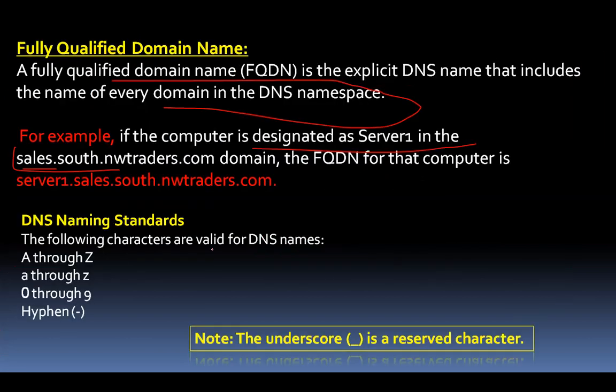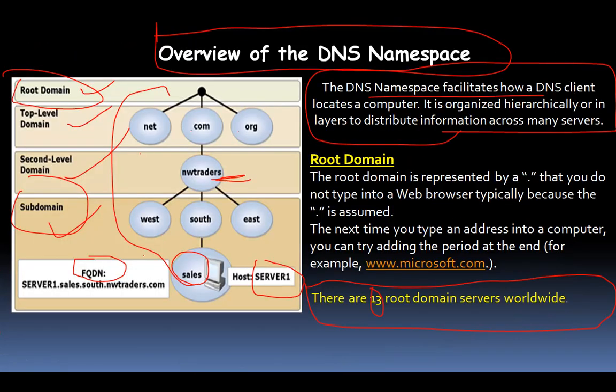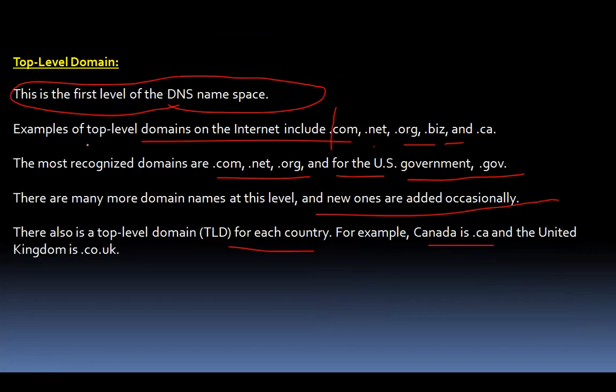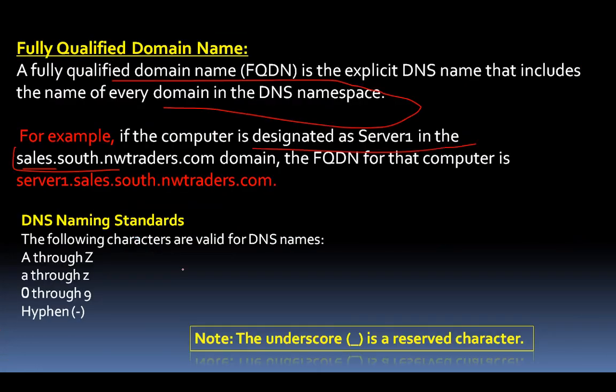So what will be your fully qualified name now? The server name of that computer, then sales, then south, then nowtraders, then com. So it is now server1.sales.south.nowtraders.com, the fully qualified domain name. I hope, guys, this is clear to you and there is no confusion.